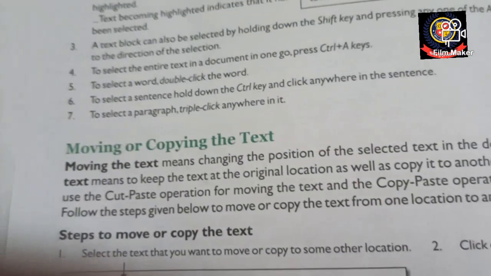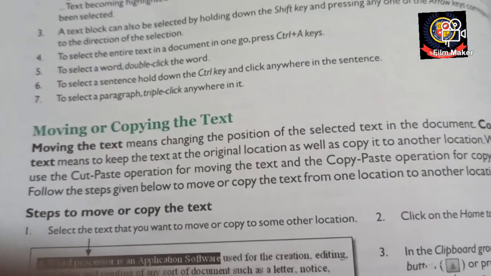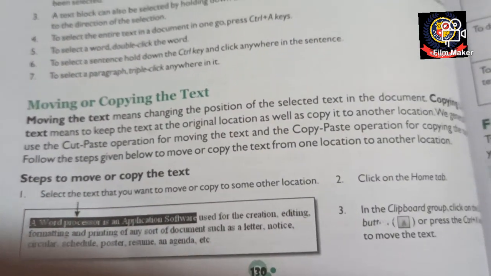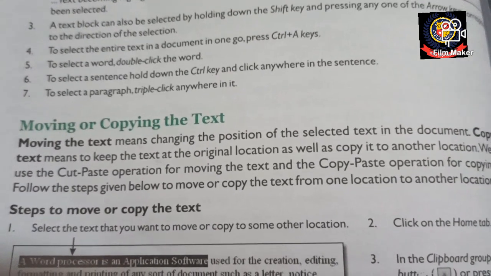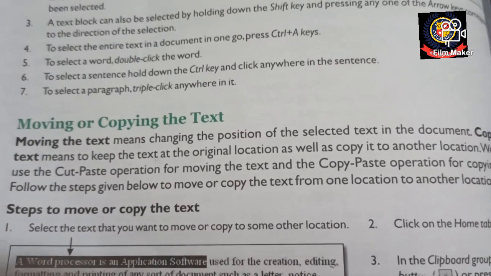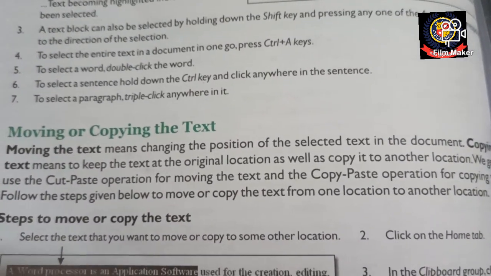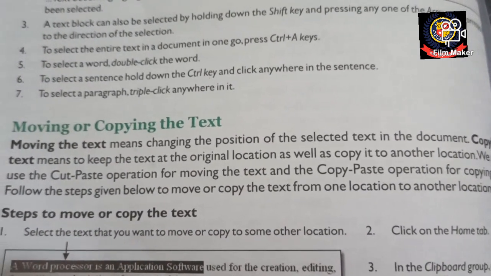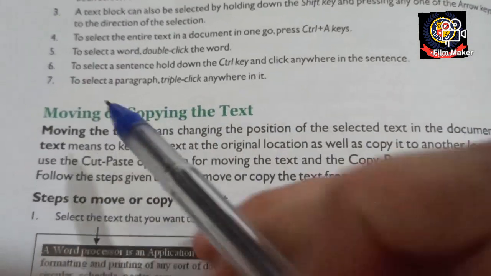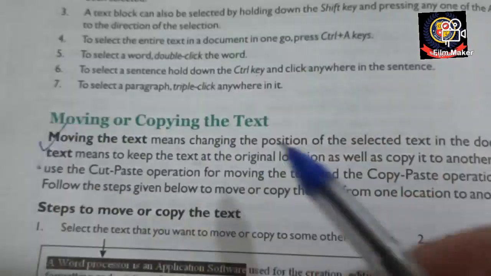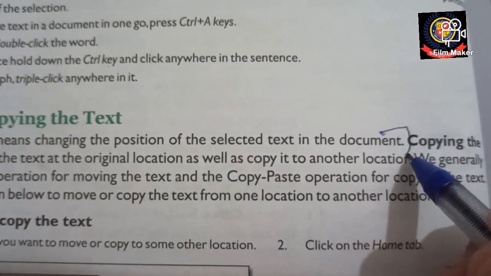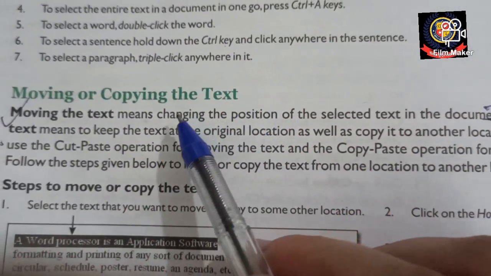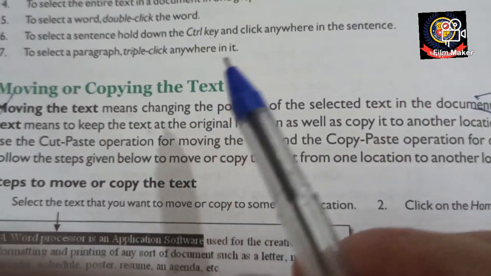What is the meaning of moving? Moving the text means changing the position of the selected text in the document. Moving means if a file is placed in the document and I want to move that file from the document to my drive D, that means the position has been changed. So this is the process of moving. That is what is written. Similarly, I can move the text within the document also.